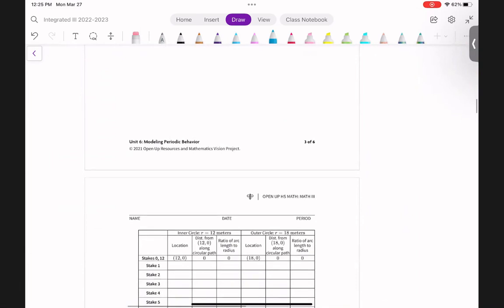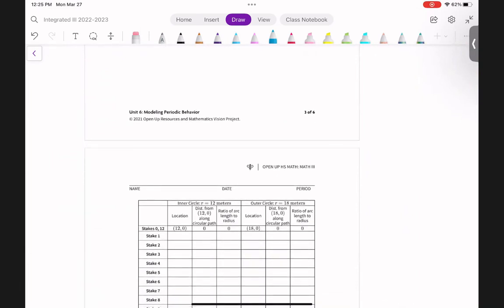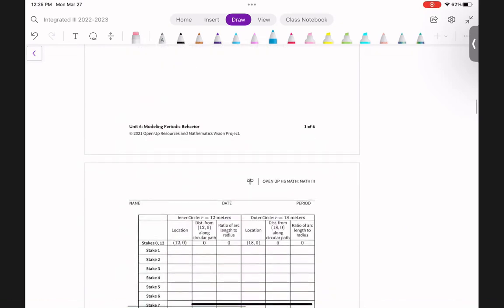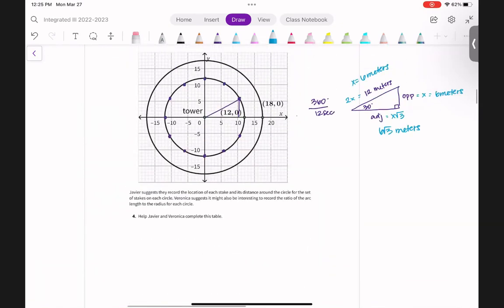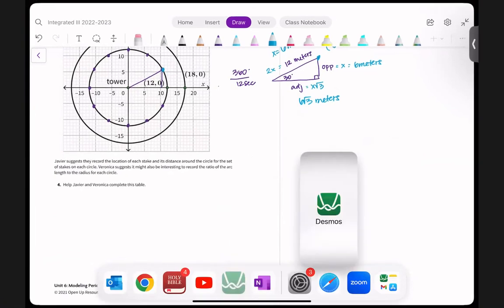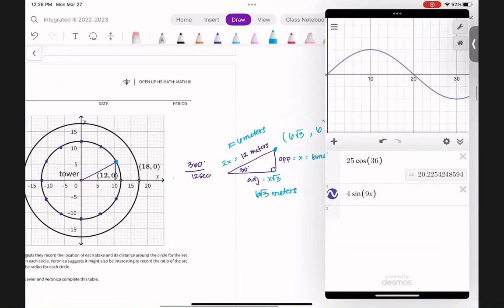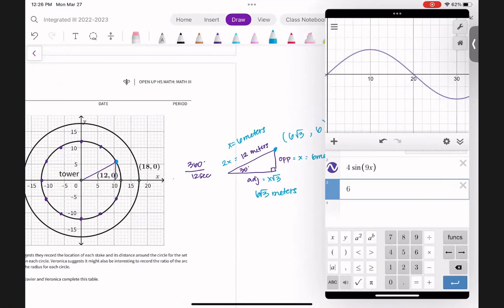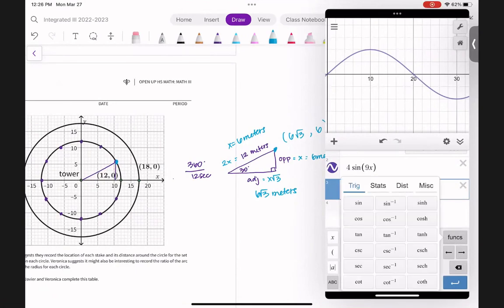So I think there's a table down here. So stake 1, the location is going to be that distance, that 0 ratio, the arc. Okay, so I'm going to write my answers down here, but I'm going to organize it over here. So this is the point right here. This point is going to be (6 root 3, 6) meters. And so I'm going to use a decimal approximation for that. So, what is 6 root 3? Let's see, do I have the square root?